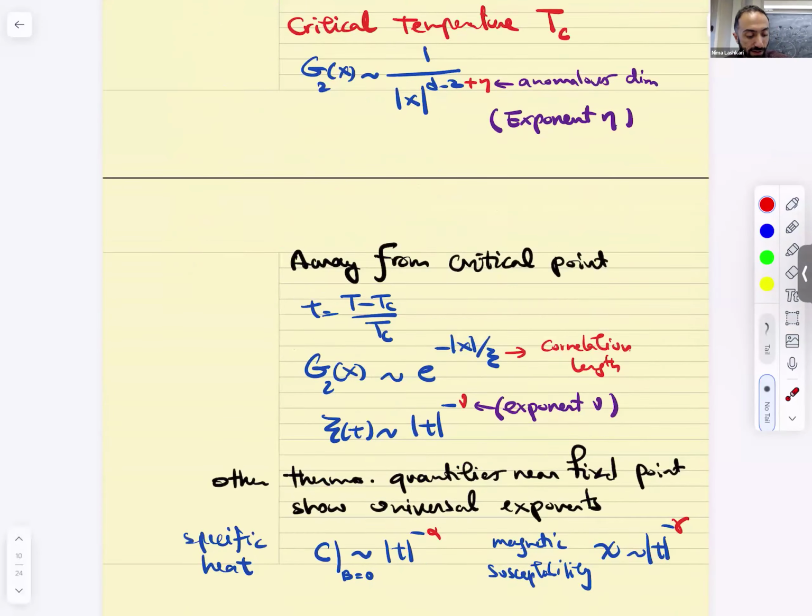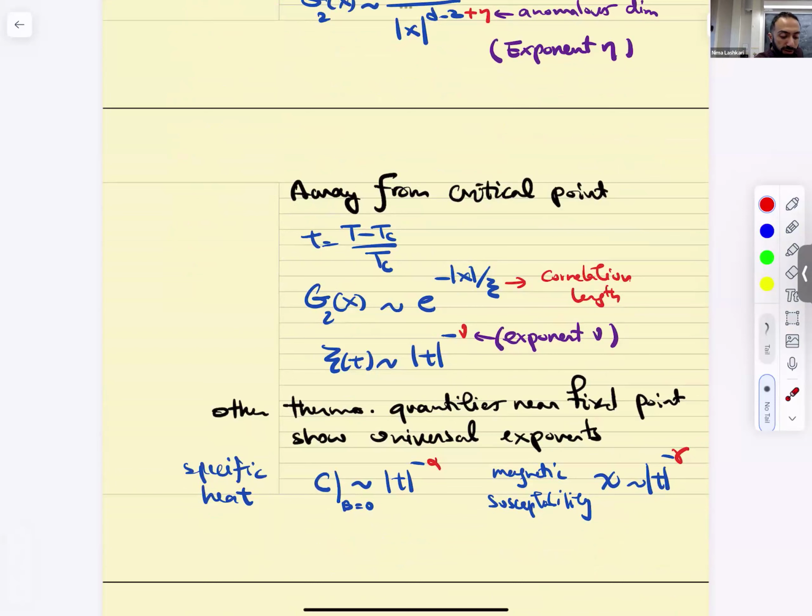This is universality. Away from the critical point, we can introduce a variable. The critical point has some temperature Tc, right? T minus Tc over Tc is this little t variable. The two-point function will decay exponentially. There will be a correlation length. That correlation length as a function of t shows, people who had observed showed, another universal exponent, nu. Quantum field theory also explains this exponent.